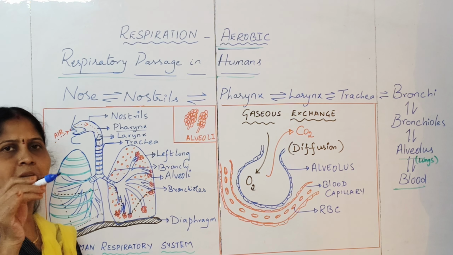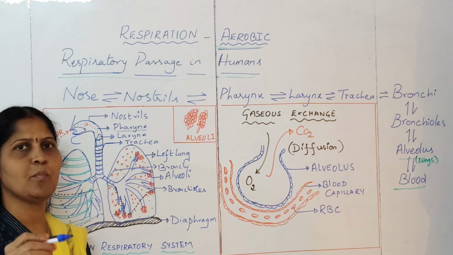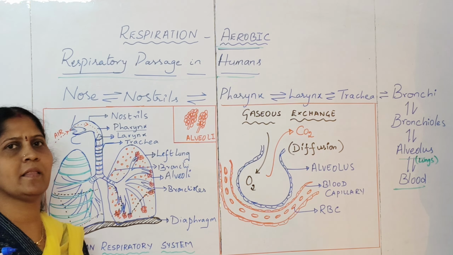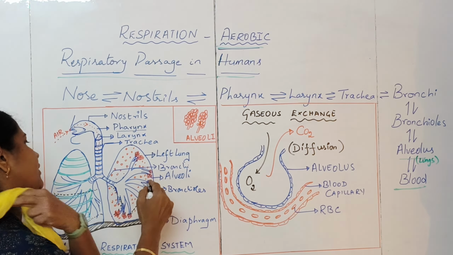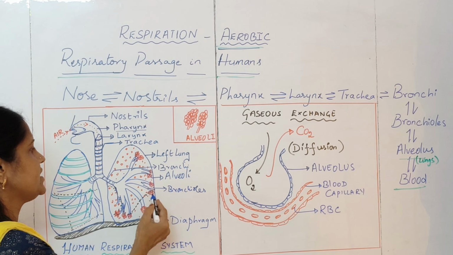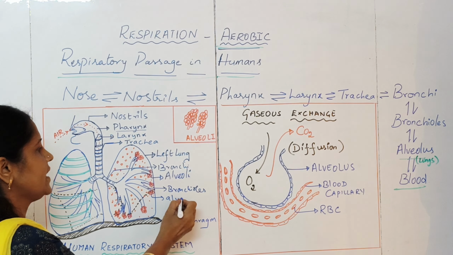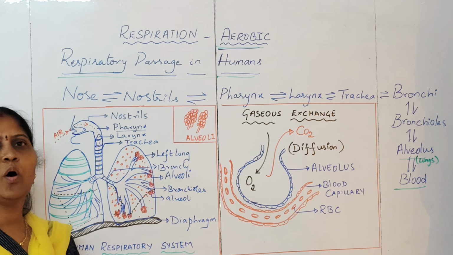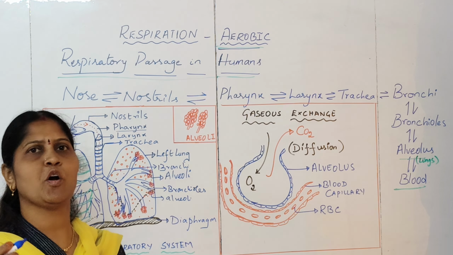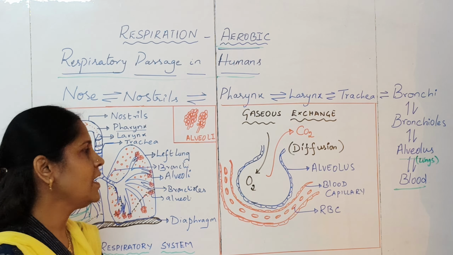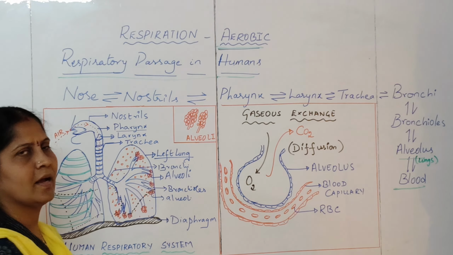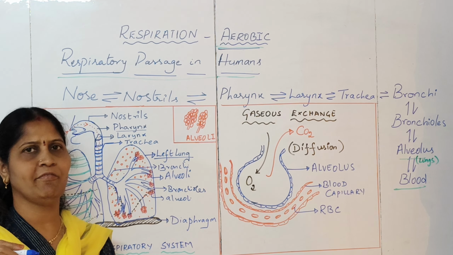So the air enters the trachea and then it will come into the bronchi, followed by which it will enter the bronchioles, and finally it will end up in structures. You can see the red color structures here, which are the alveoli. So actually the main respiratory organs in the case of humans are the lungs. We have the right lung and left lung.